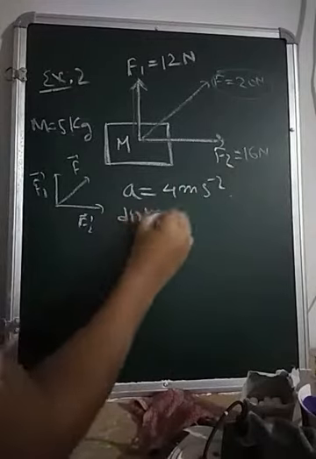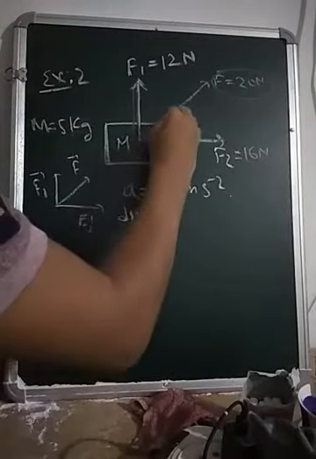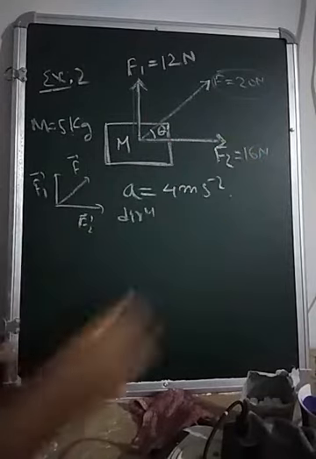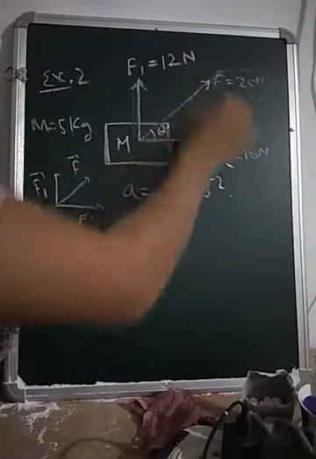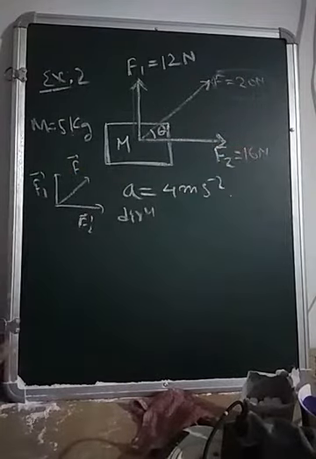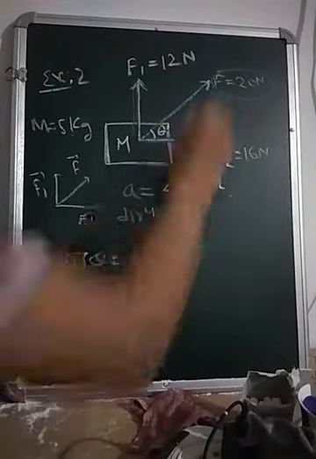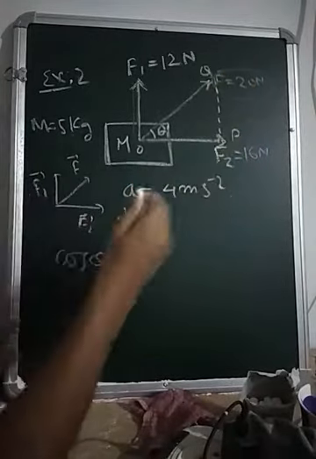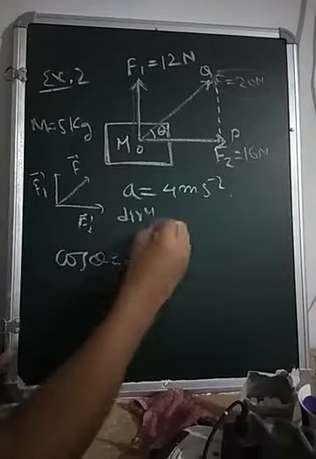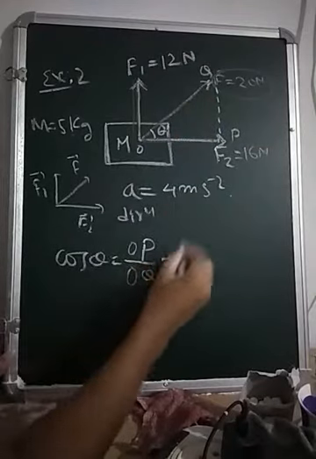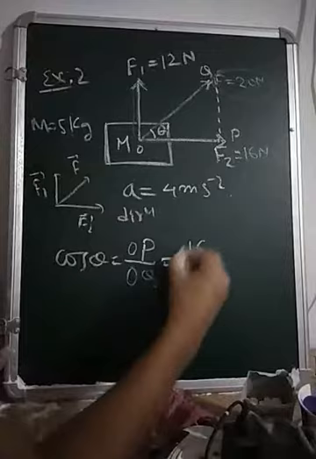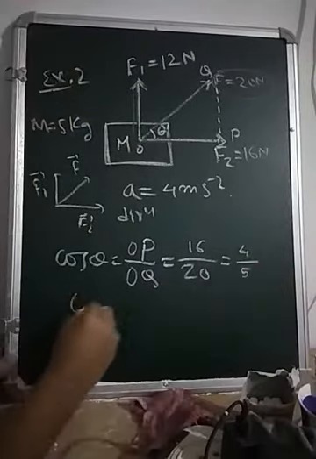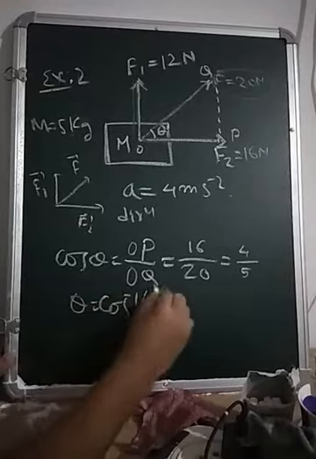Now we have to find the direction. The magnitude of acceleration is 4 meter per second square. Now I have to go for direction. Suppose this resultant force of 20 Newton is making an angle theta with the force F2. So what will cos theta be? Suppose we join this, consider this O, P, Q. So cos theta will be OP by OQ. OP means 16 Newton, and OQ means 20 Newton. So it will be 4 by 5. So theta will be cos inverse 4 by 5.